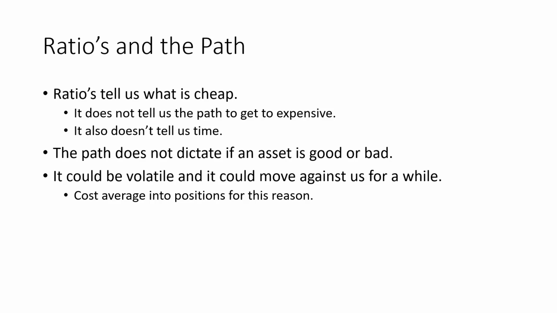So, ratios and the path. I just want to reiterate this, because ratios tell us what is cheap, but they do not tell us the path to get to expensive. They also don't tell us the time it takes to get there. So we may take a path where we go down 20%, 30%, maybe even 40%, and we already purchased at 90% off of its highs. But we could still go down quite a bit.